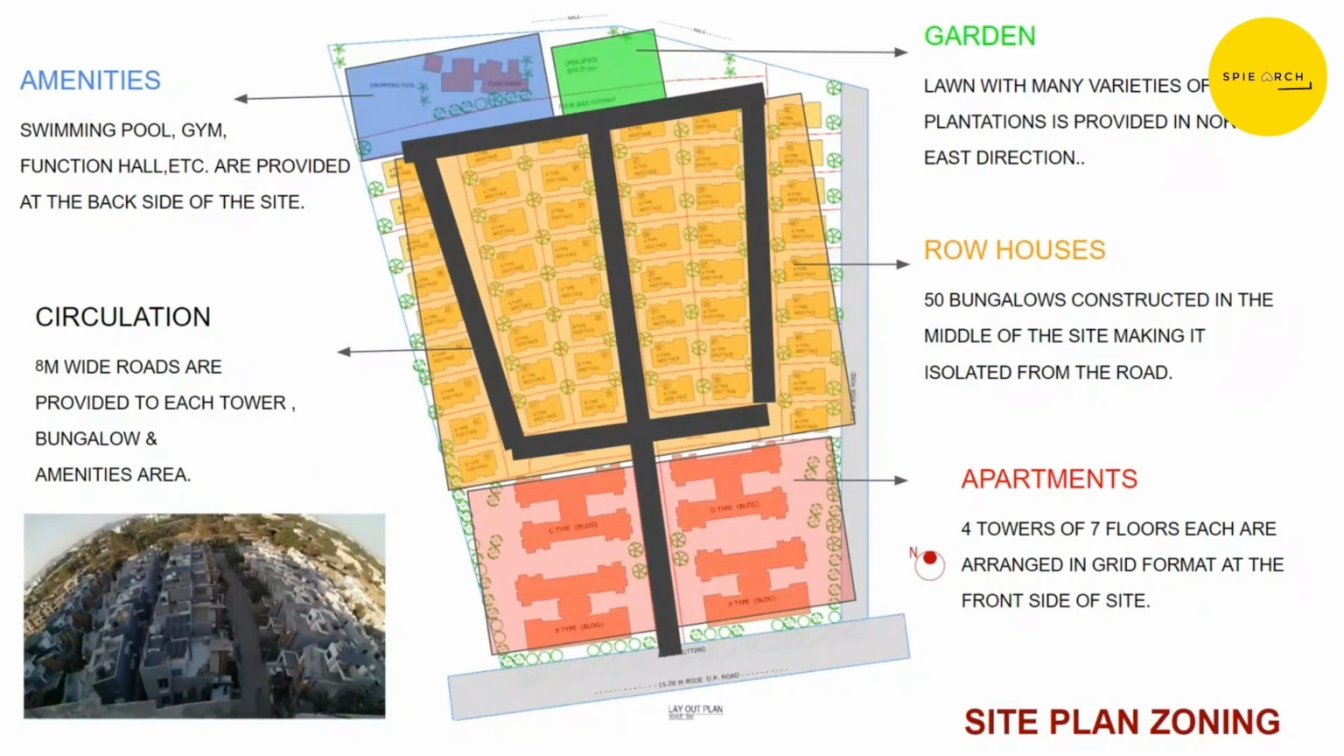The site is divided into different parts. The front side is for apartments, where 4 apartments of 7 floors each are arranged. Then there are the row houses, the gardens, the amenity space, and the circulation. 8-meter wide roads are provided to each tower, the bungalows, and the amenities area.